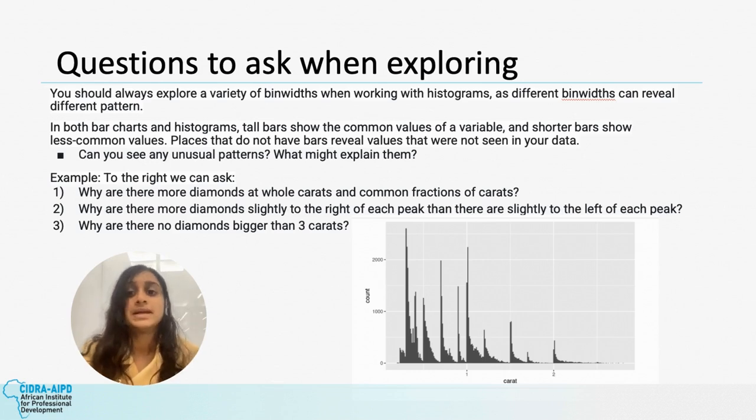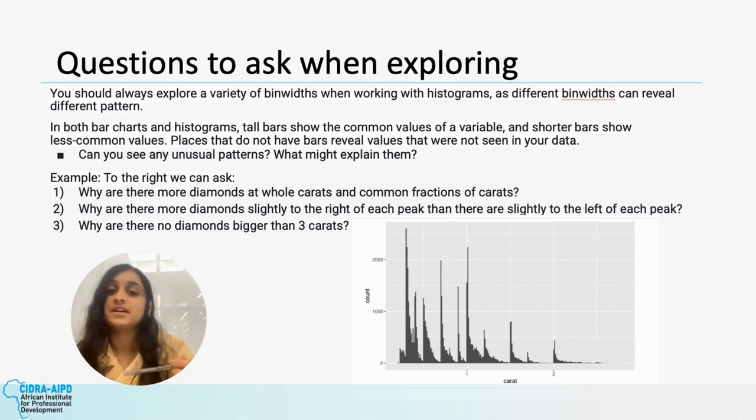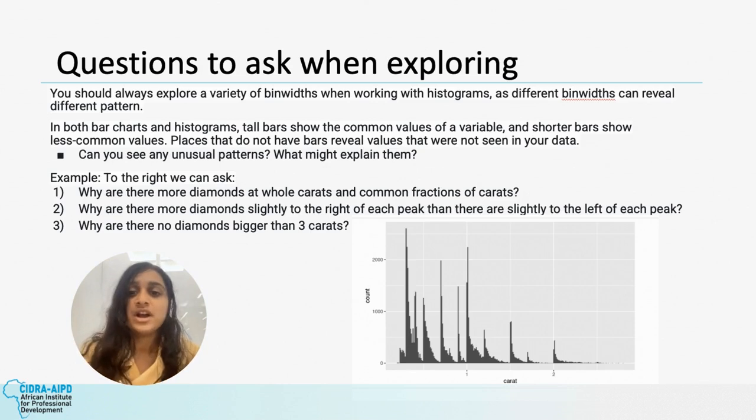So this is my favorite part of EDA, and that is asking myself these questions when I'm exploring my data. For example, in the example to the right with carat and count of a diamond, we can ask, why are there more diamonds at whole carats and common fractions? Why are there more diamonds slightly to the right of each peak than there are to the left of each peak? And why are there no carats bigger than 3?